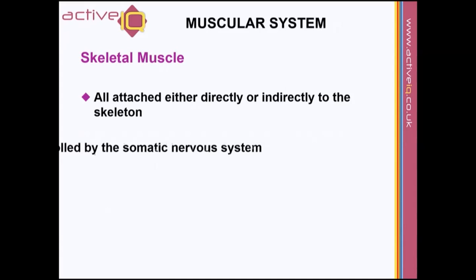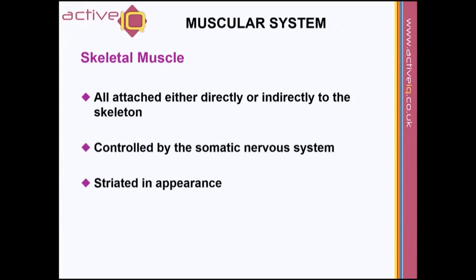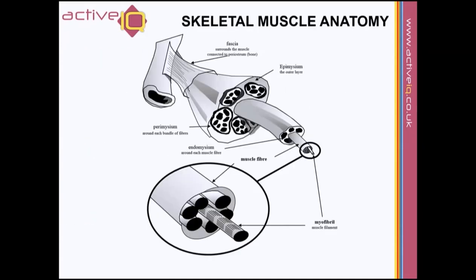And finally, skeletal muscle, which is the muscle that you're most likely to come across in your career in the fitness industry. It's all attached either directly or indirectly onto the skeleton. It's controlled by the somatic nervous system, so we have to think about it. It's striated in appearance again, so it's striped, and it is voluntarily controlled.